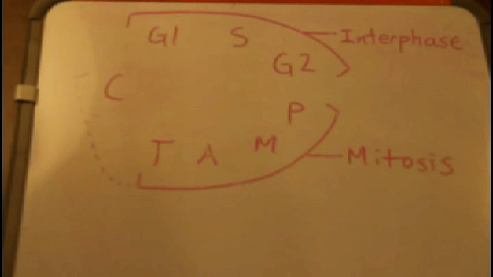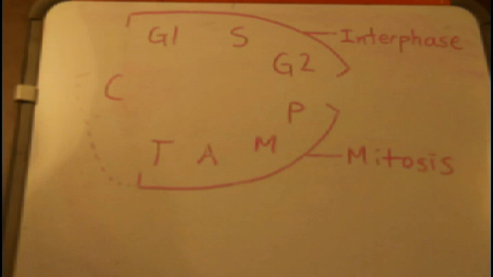Remember PMAT in mitosis. P stands for prophase, when the chromosomes form and the nuclear envelope disintegrates. Centrioles move to opposite sides and spindle fibers form. M stands for metaphase. Spindle fibers attach the chromosomes at the equator of the cell. A stands for anaphase. The chromatids separate. And T is telophase. When the spindle fibers fall apart, a nuclear envelope forms and the chromosomes uncoil.